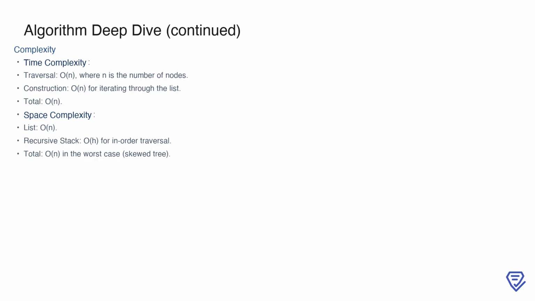For space complexity, the list of node values requires O(n) space, and the recursive stack for in-order traversal uses O(h), where h is the height of the tree. In the worst-case scenario, such as when the tree is already skewed, the height can be equal to the number of nodes, leading to a total space complexity of O(n). By implementing the single-pass optimization, the space complexity can be reduced to O(h) by eliminating the intermediate list, making the algorithm more efficient for tall, unbalanced trees.